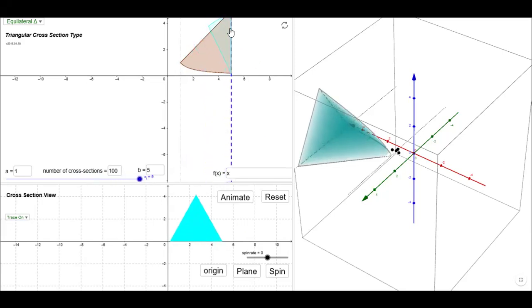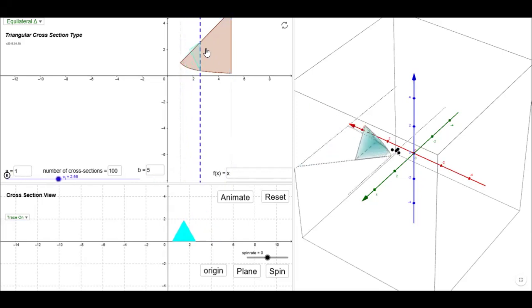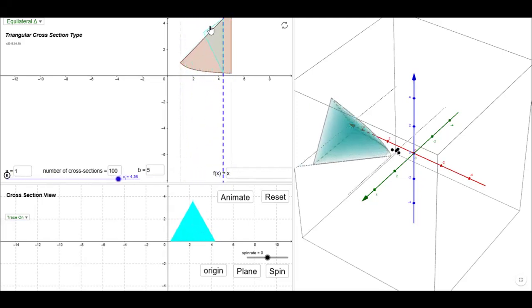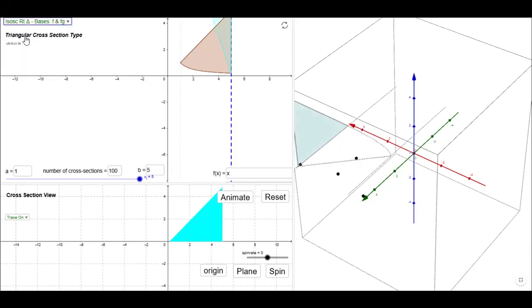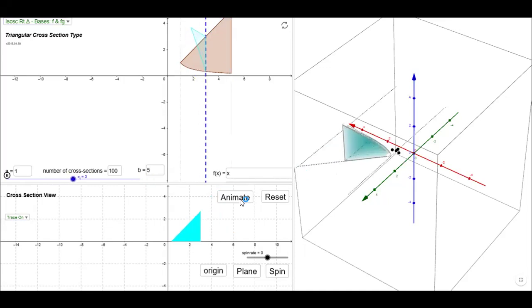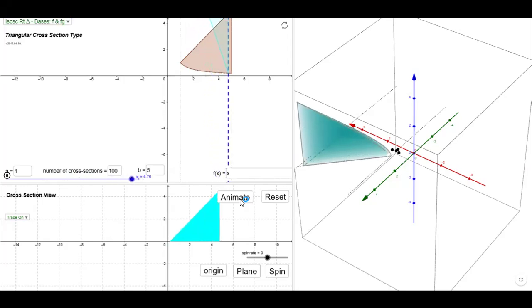So look at this. The base is staying the same, right? And the base is growing. The triangle part is also growing since I made it equilateral. So it depends: if I change it to isosceles, it will be isosceles. Let me animate it for you. This is how we are calculating the area and volume, the accumulated area of triangles.